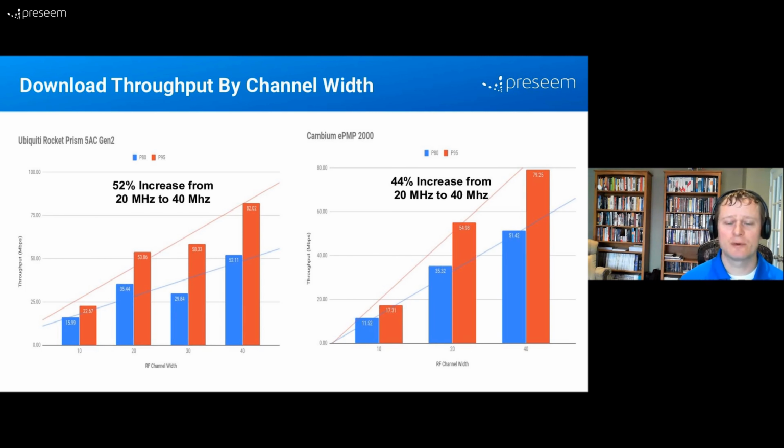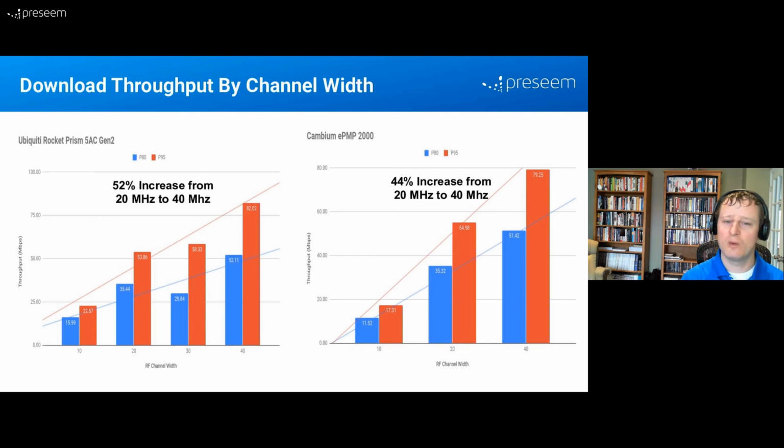Another thing we look at in the report is how customers use channels. So essentially, do they use wider channels to get more capacity, or do they use them to deploy to more customers? Those charts are in the document.